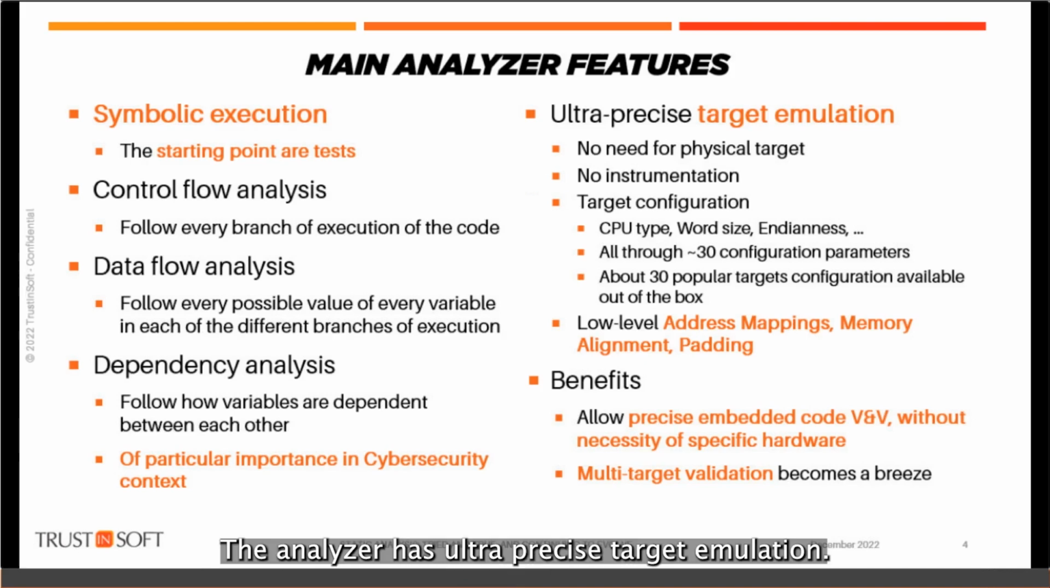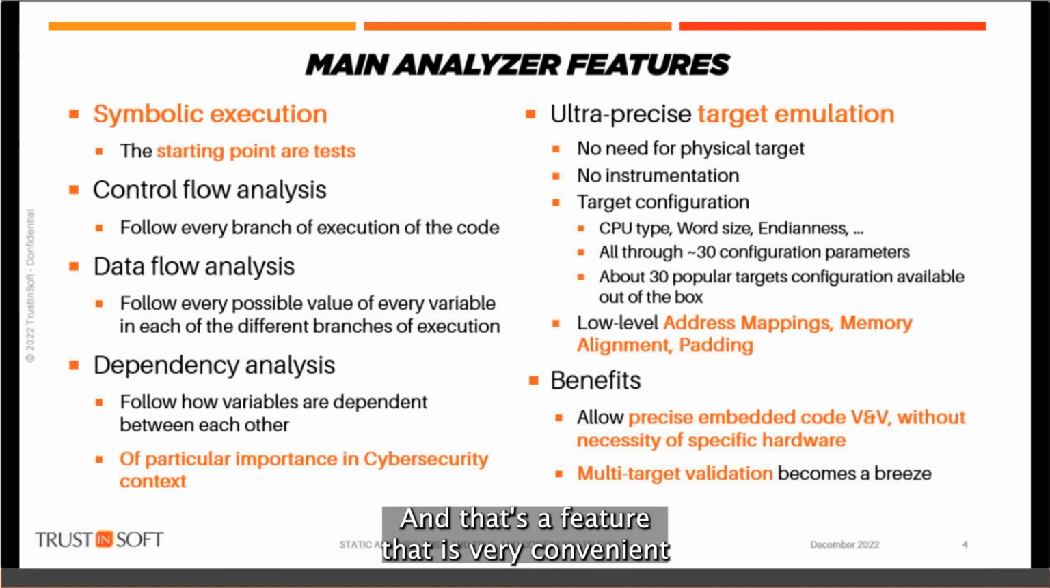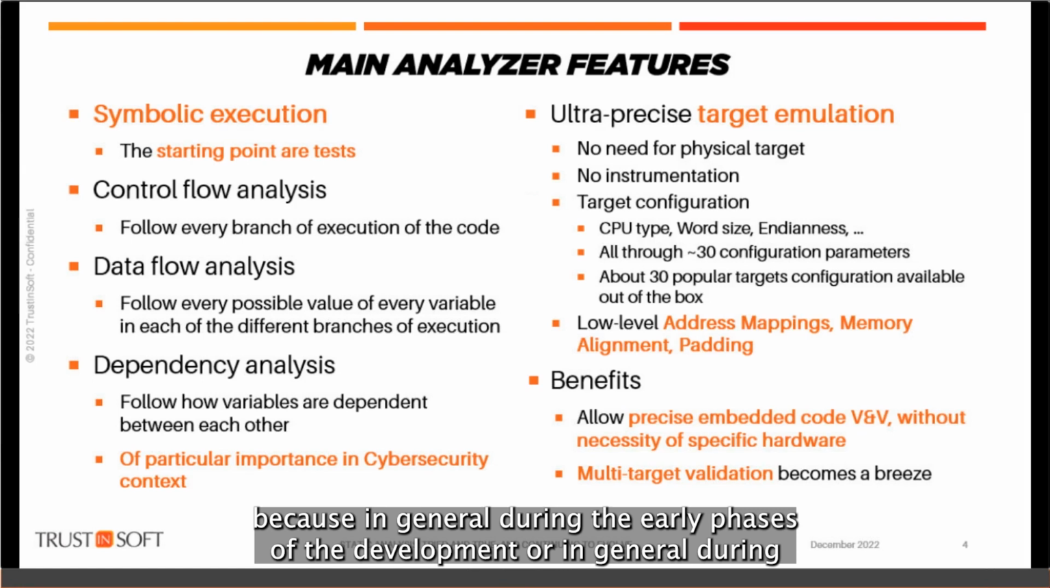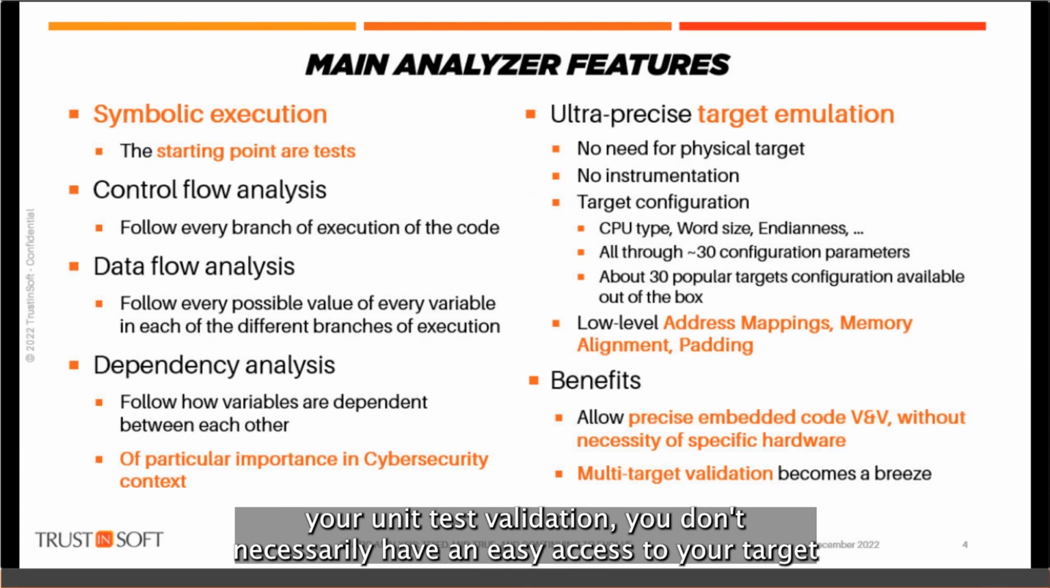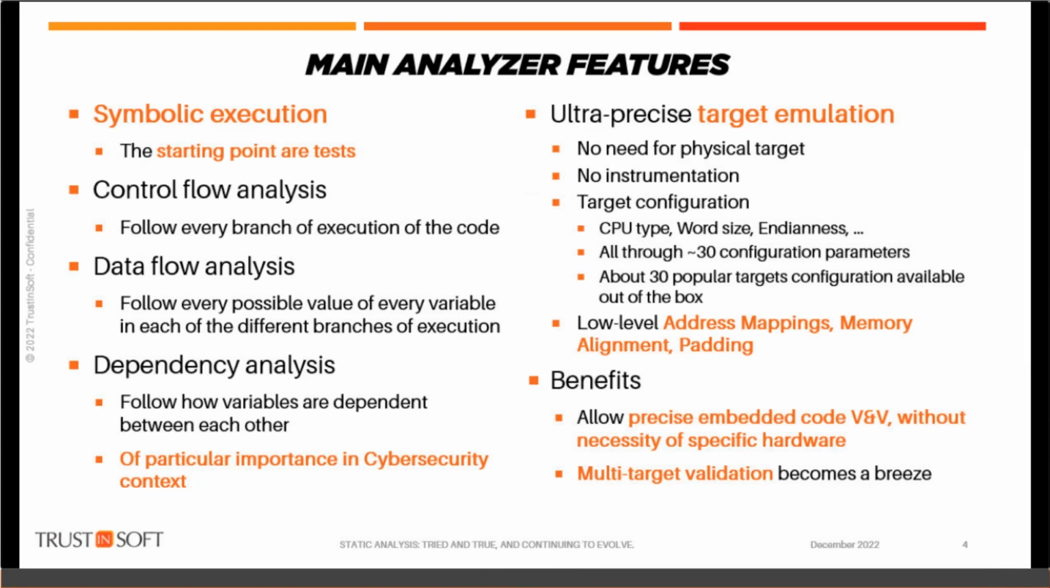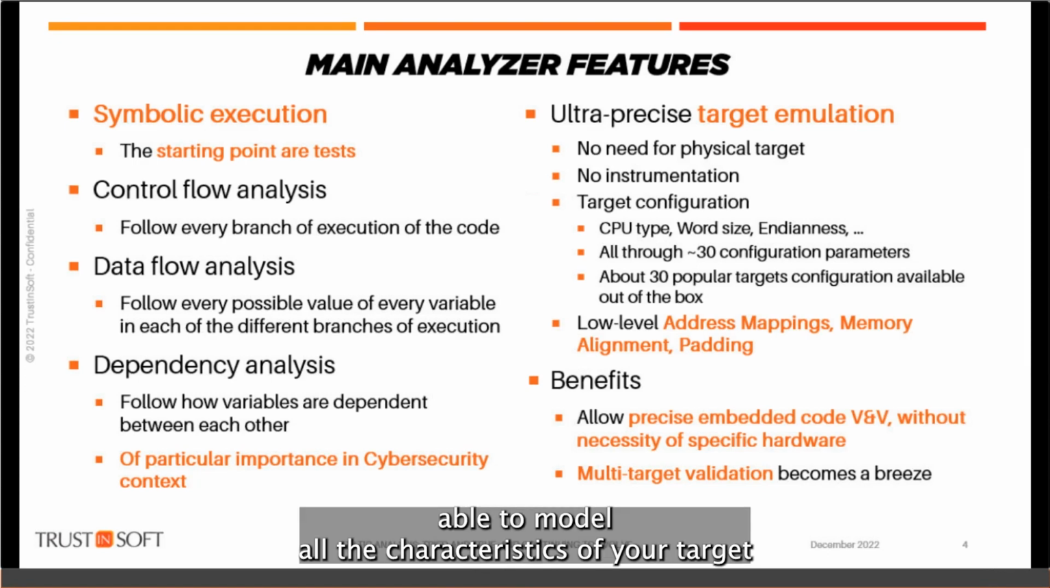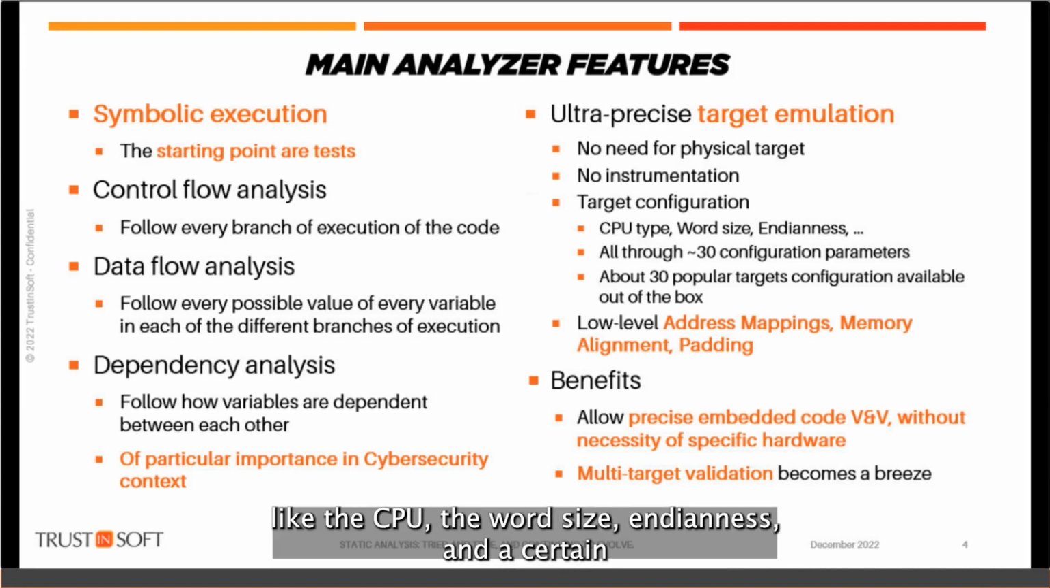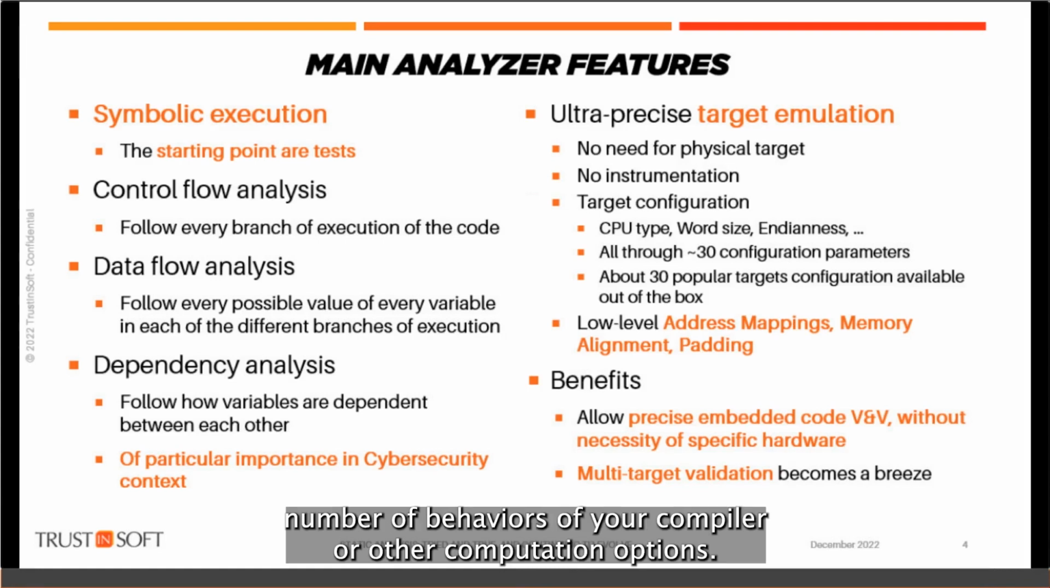Okay, the analyzer has ultra precise target emulation. That's a very convenient feature because in general, during the early phases of development, or during unit test validation, you don't necessarily have easy access to your target. With the analyzer, you will be able to model all the characteristics of your target, like the CPU, the word size, the endianness, and a certain number of behaviors of your compiler, the compilation options.